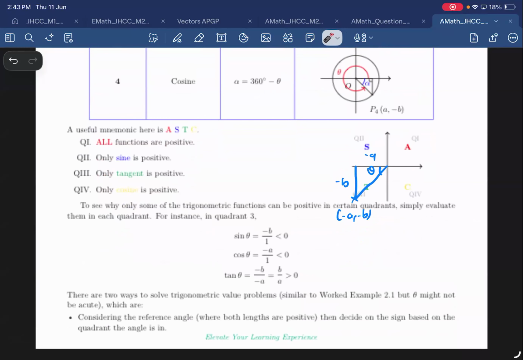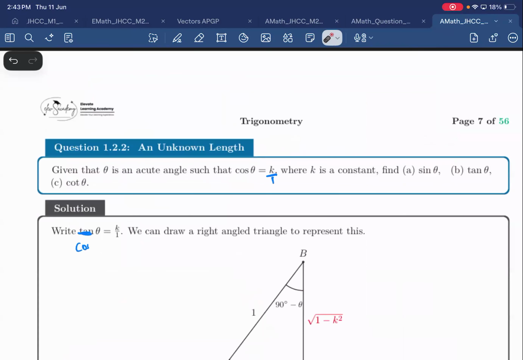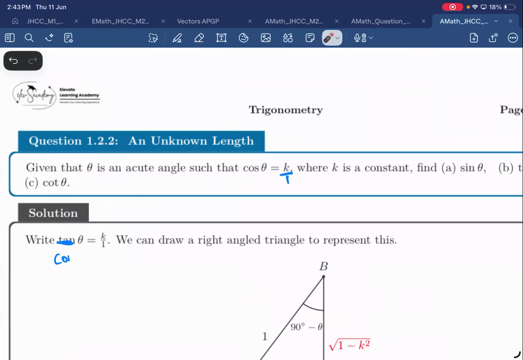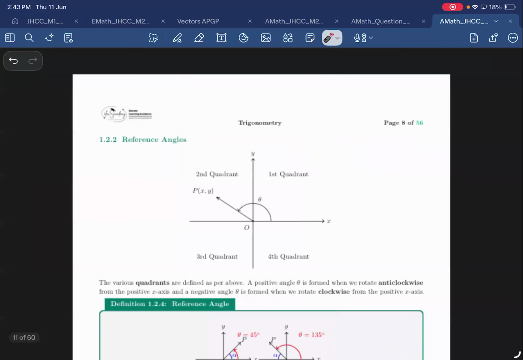Now we look at how to solve this kind of trigo ratio problem, the one we just did. We can solve it in two ways: using reference angles, and using just the basic method. In general, theta might not be acute. Just now we always did it when it's acute. When it's not acute, it's slightly more complicated.